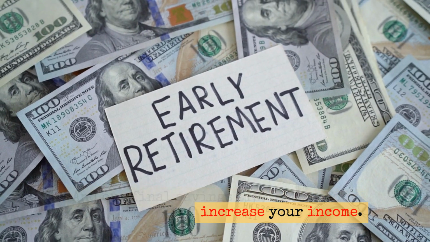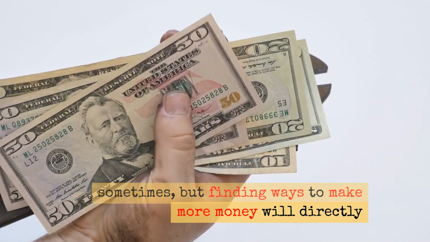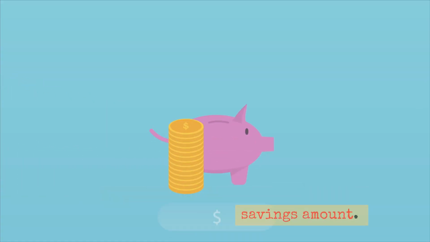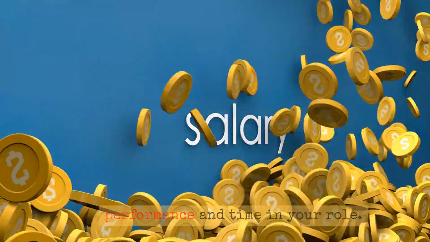And our final savings tip, number 4, increase your income. Of course, this is easier said than done sometimes, but finding ways to make more money will directly increase your working capital and savings amount. Depending on your time and motivation, here are some ways you can make more money. Advocate for a raise based on your performance and time in your role.